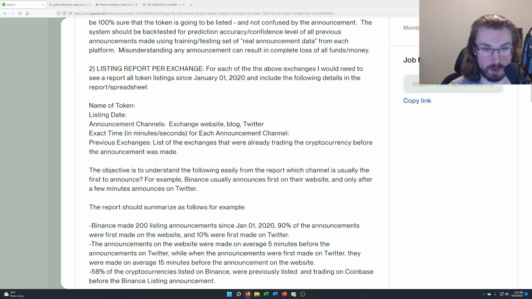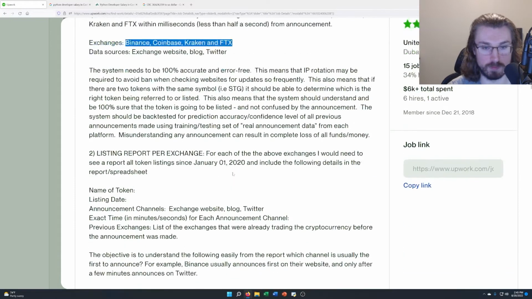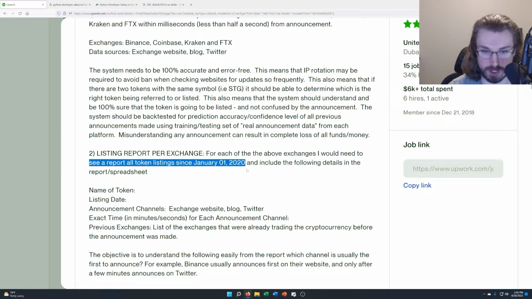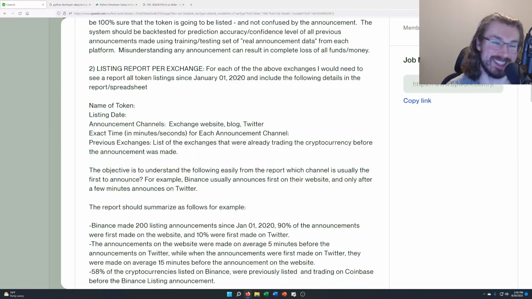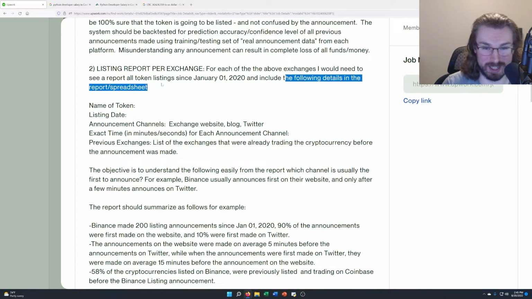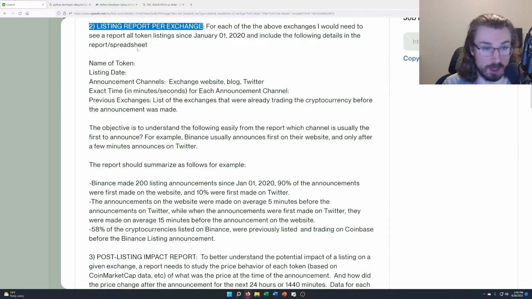So this is the second requirement. Listing report per exchange. For each of the above exchanges, which they have laid out, I would need to see a report of all token listings since January 1st, 2020. So you're going to have to collect this. So it doesn't even have it. And include the following details in the report/spreadsheet. So you're basically collecting all of the events, taking in all the initial data, which you would need to do to create the model anyways. But they're basically saying you will have to find this, and then you will also present it to me.